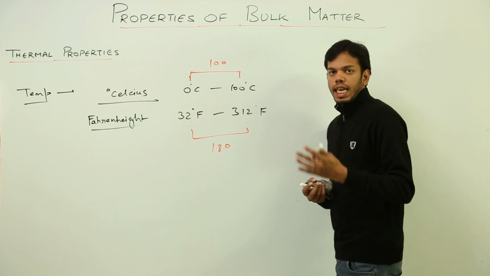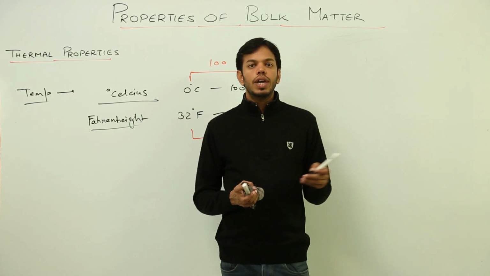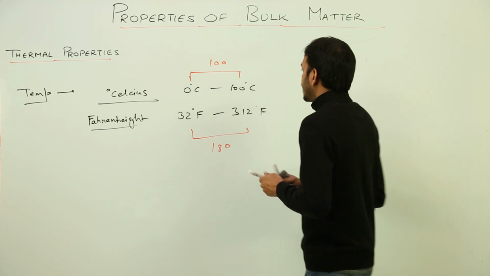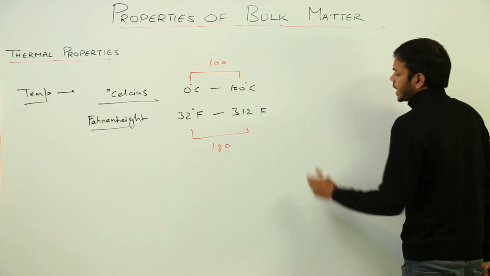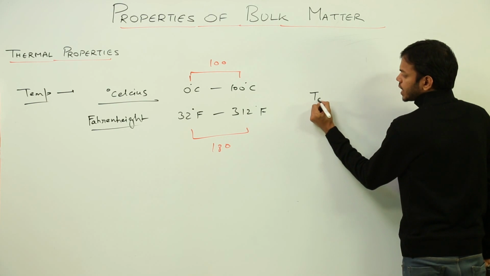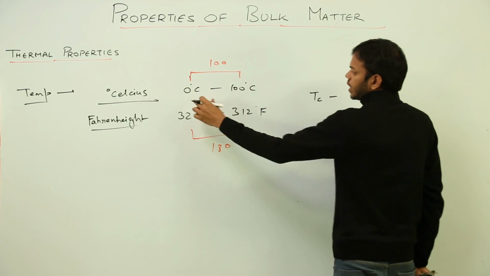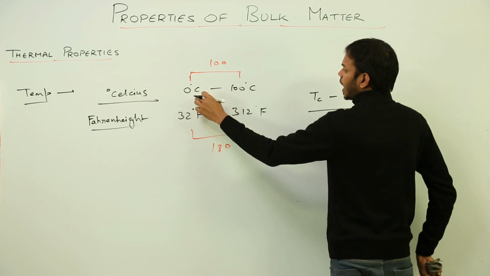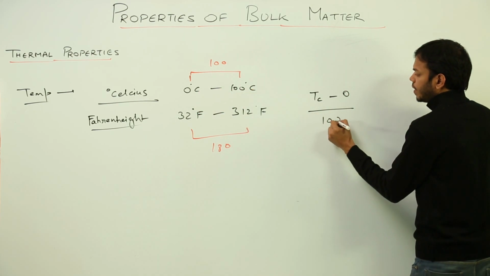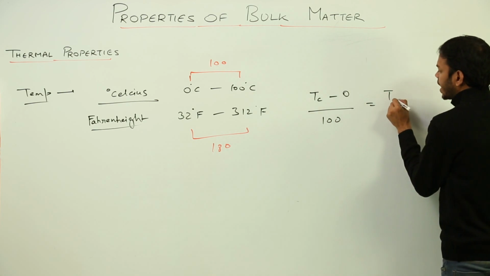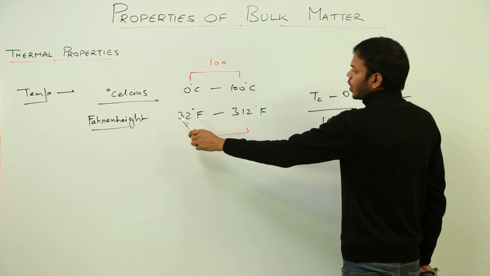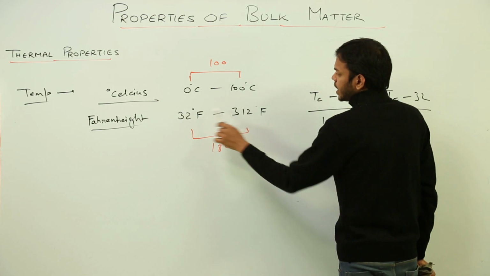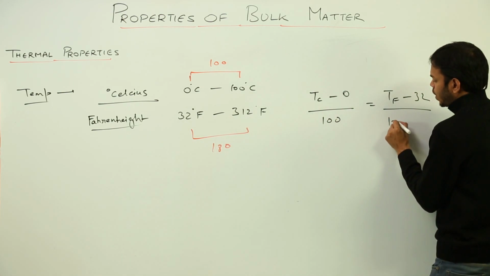So there is a formula with which you can do conversion from one unit, that is degree Celsius, to Fahrenheit or Fahrenheit to Celsius. The formula is represented like this: temperature in Celsius scale minus the lowest point, that is 0, upon the difference between the highest and lowest values, that is 100, is equal to temperature on Fahrenheit scale minus the lower point of Fahrenheit, that is 32, upon the difference in the Fahrenheit scale, that is 180.